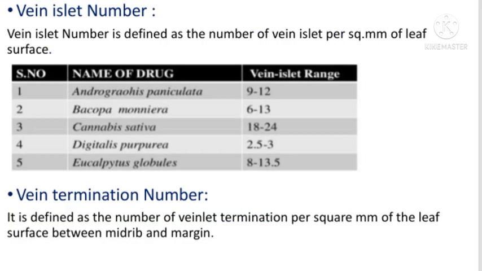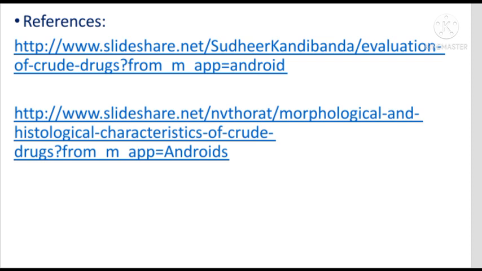Vein islet number. It is defined as the number of vein islets per square millimeter of leaf surface. In the following table, the name of the drug and vein islet range is given. Next is vein termination number. It is defined as the number of vein terminations per square millimeter of the leaf surface between midrib and margin. Then here are references. You can refer to these slides for more information.